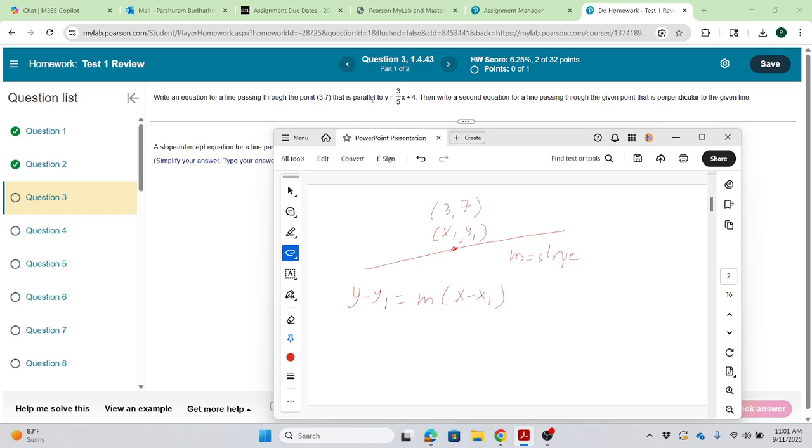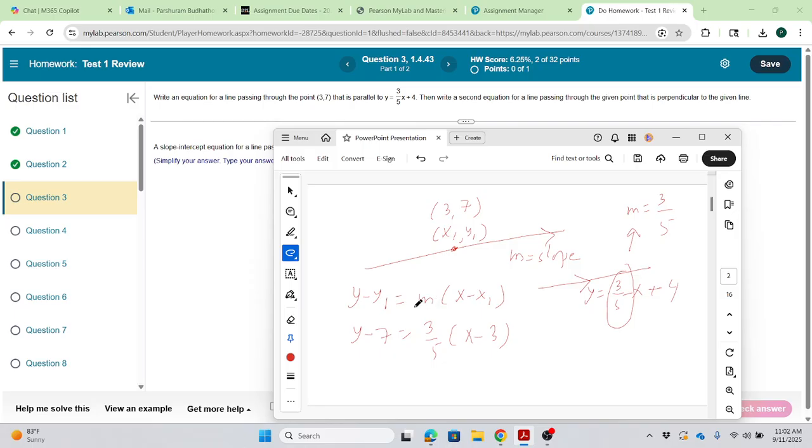But for the slope you need to use the second piece of information, which is that this line is parallel to the line y equal 3 over 5x plus 4. So the meaning is two parallel lines have the same slope, so we can use this slope 3 over 5 for the line which we don't know the equation of yet. So this would be y minus y1, which is 7, equals the slope, same as the line we were given, times x minus 3.